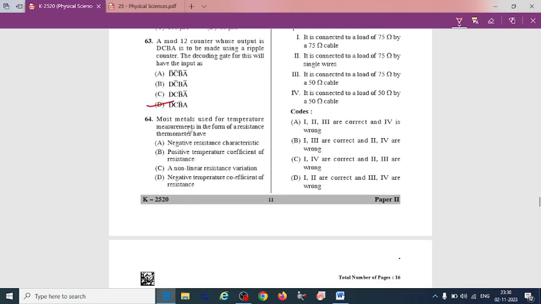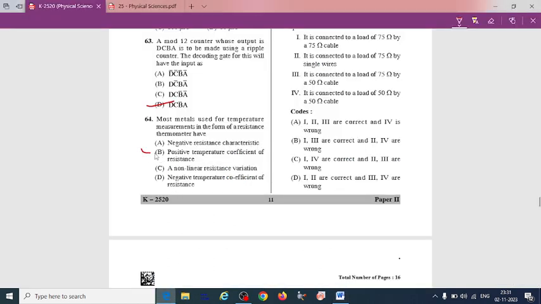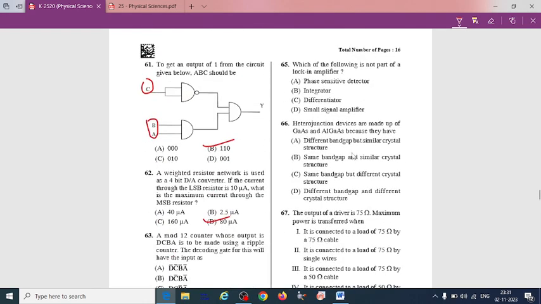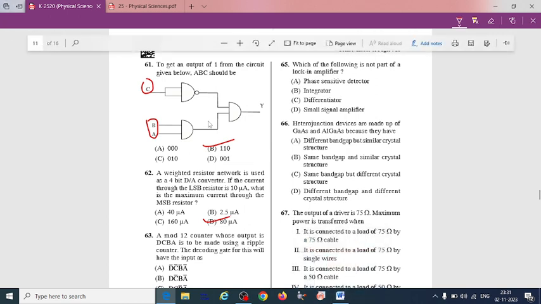Most metals used for temperature measurement in the form of a resistance thermometer have, actually the option here is B, that is positive coefficient of resistance. Which of the following is not part of a lock-in amplifier? Among A, phase sensitive detector, B, integrator, C, differentiator, D, small signal amplifier, the correct option is C, differentiator.